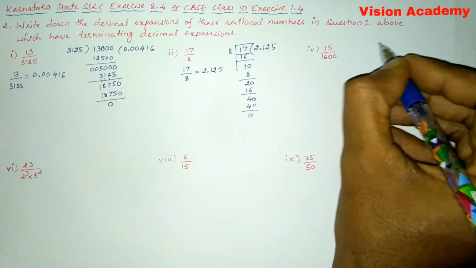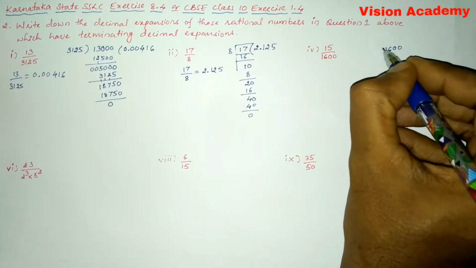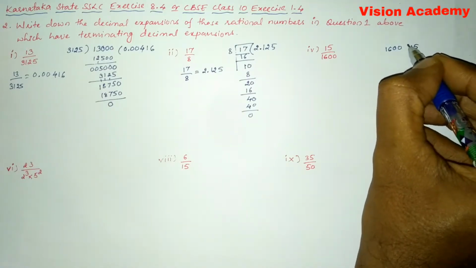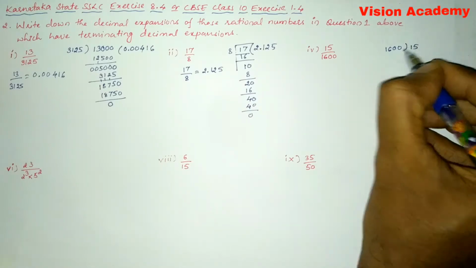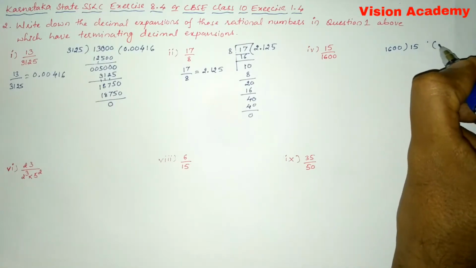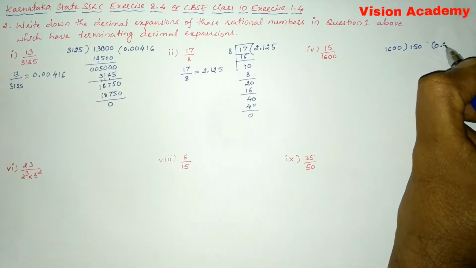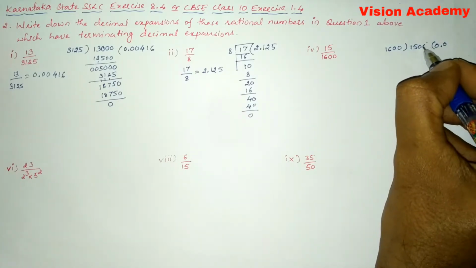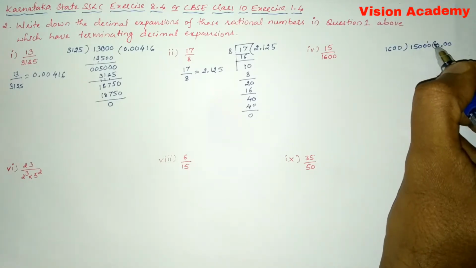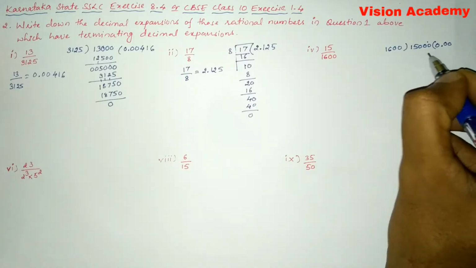15 divided by 1600. So let us divide 15 by 1600. So here we can write, let us take 0 point. So 1 0 will come which is less than 1600. Take one more 0. Now it will become 1500 even though it is less. So let us take one more 0. So it will become 15,000. So I don't have space here. I'm going to write down here the quotient.